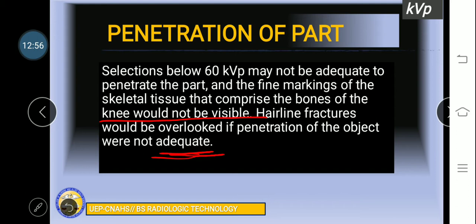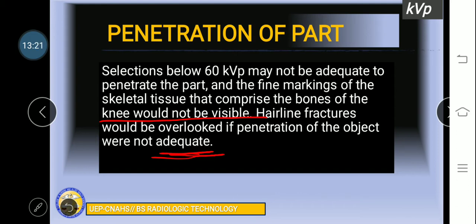So, we don't have a standardized kVp for a specific part. So, here in radiography, so we test our technical factors. For example, sa hand, let's say sa inyong department, 40 would be enough. Of course, gagamitan muna natin ng mga experiments. So here, we will use the phantoms. Sa UEP, meron tayo si Angelo.